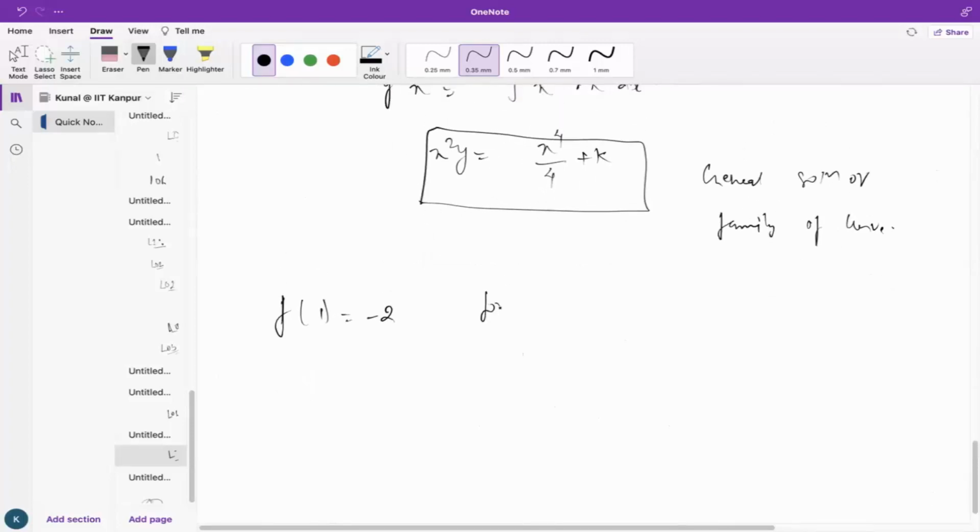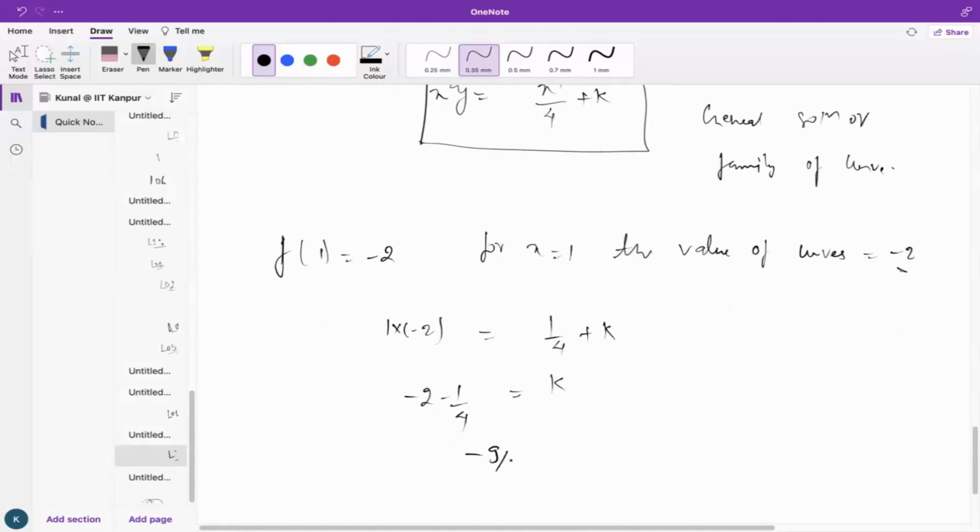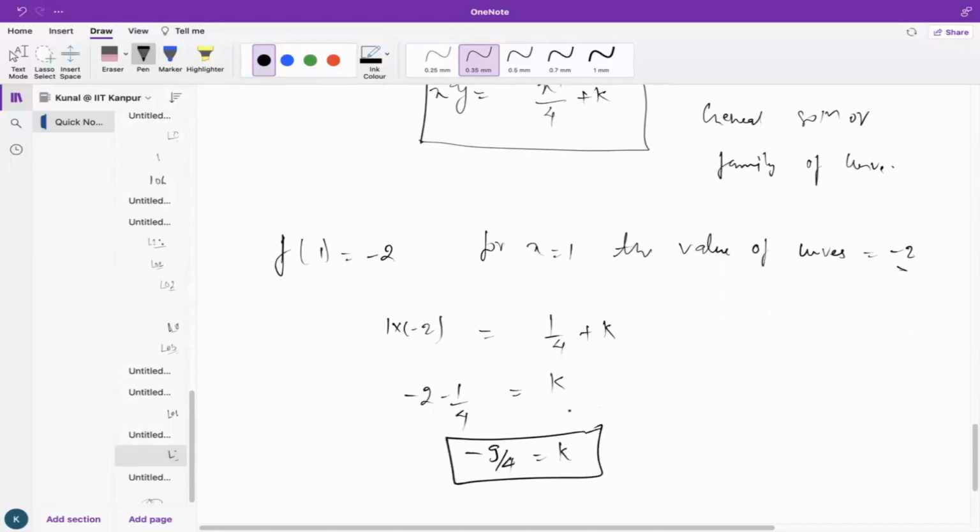That means for x is equal to 1, the value of the function, the value of the curve, is minus 2. So let's put it here. Put x is equal to 1, and we get y is equal to minus 2, and there will be 1 by 4 plus k. So here we will get the value of k as minus 9 by 4.